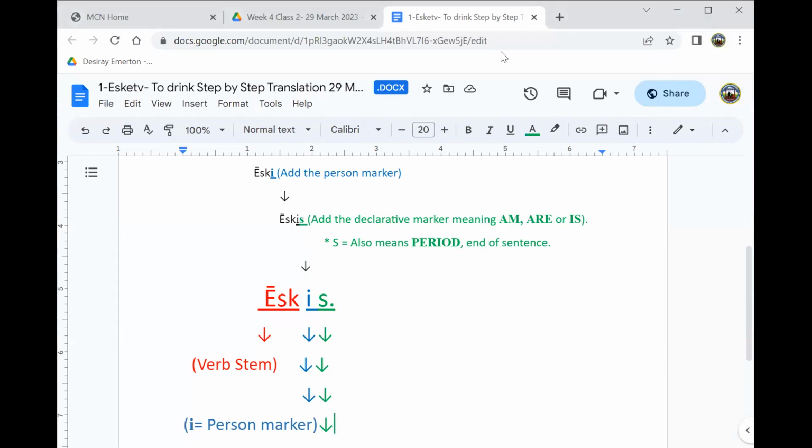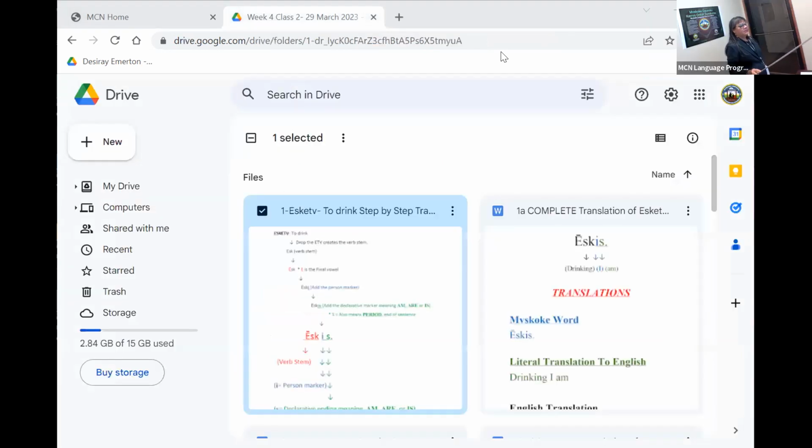Yes, thank you. All right, so I think this is what Amy was talking about. She was doing this one. So for the steps for iskada, to drink, these are the steps that you go by. You drop the ETV, and this is the one you did, correct, Amy? Then you're left with the verb stem right here, and you see that the E has the long mark over it. You add your person marker.